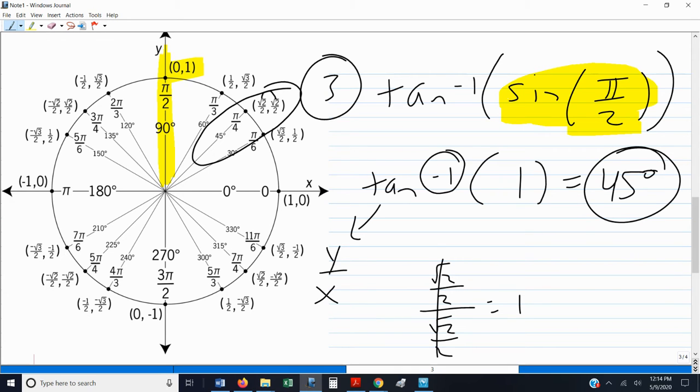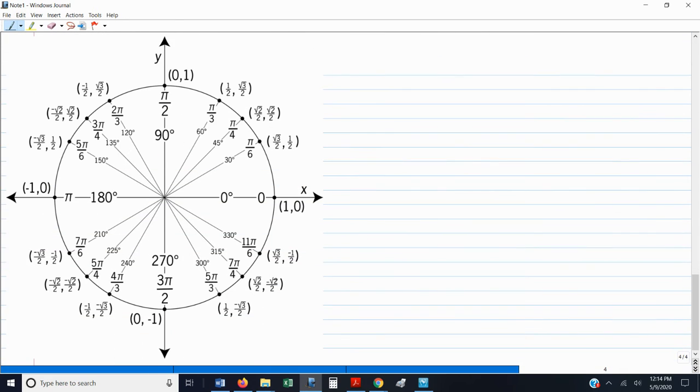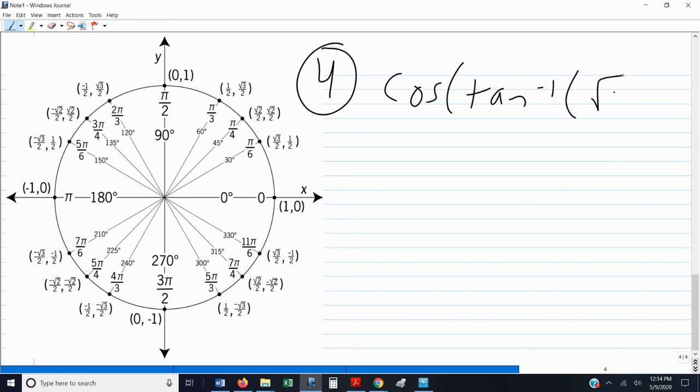Okay, and then the last one, I wanted to show you one that was just a little bit more complicated, just so you weren't on your own for something like this. Cosine of the inverse tangent of √3. All right, so here, I think this is the challenge right here, the inverse tangent of √3. You're looking for its inverse tangent, so what angle has a tangent, y/x, of √3?